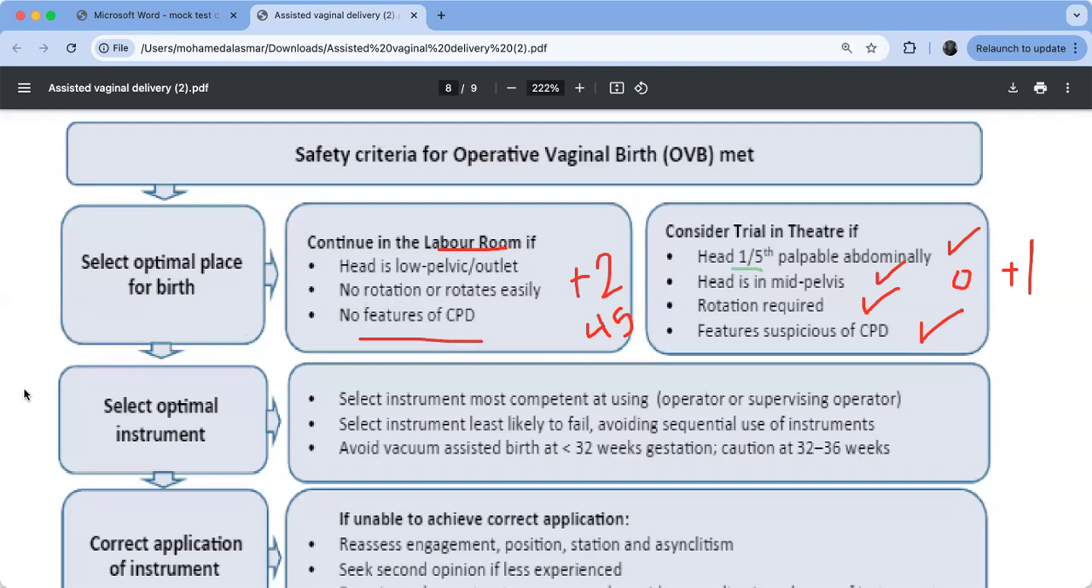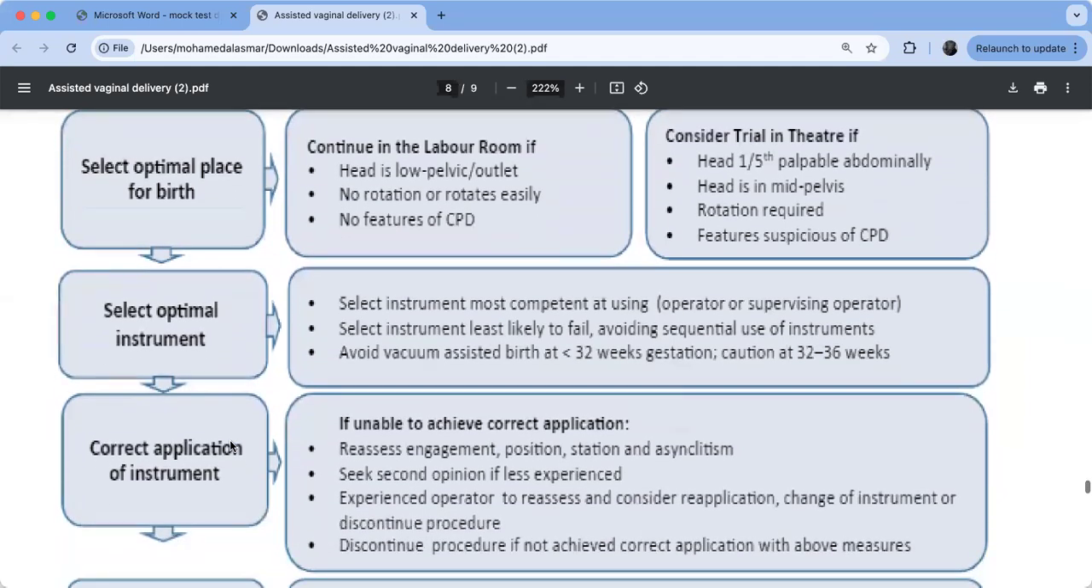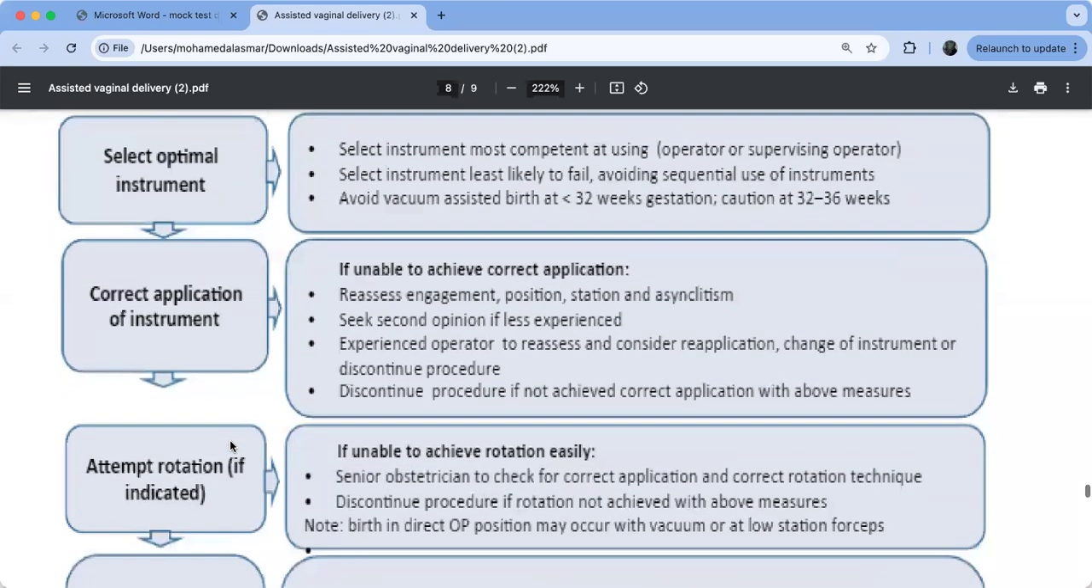So far we have the optimal place of birth. Decide where to take the patient, to theater or to the room, depending on the estimated difficulty of the delivery. At 0 spine, this is in theater. +1, this is in theater. Low but rotational, this is in theater. Clear, my friends?